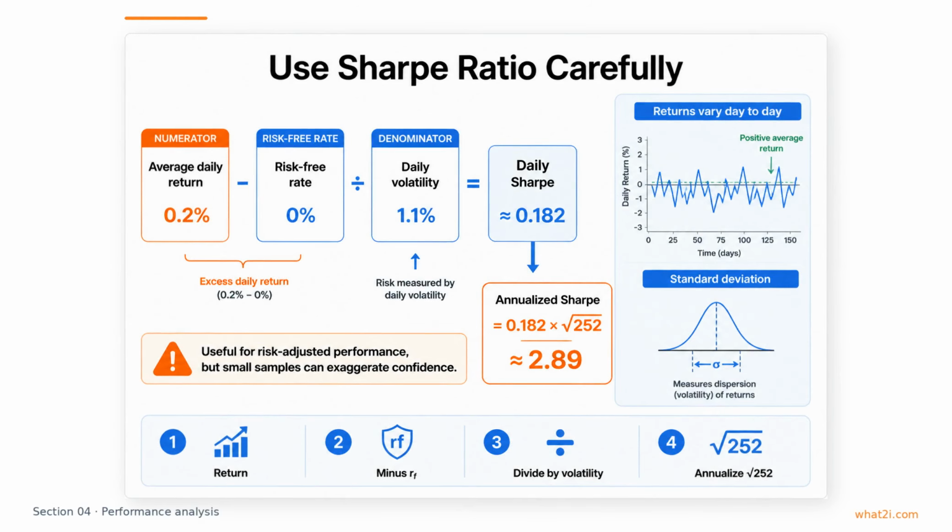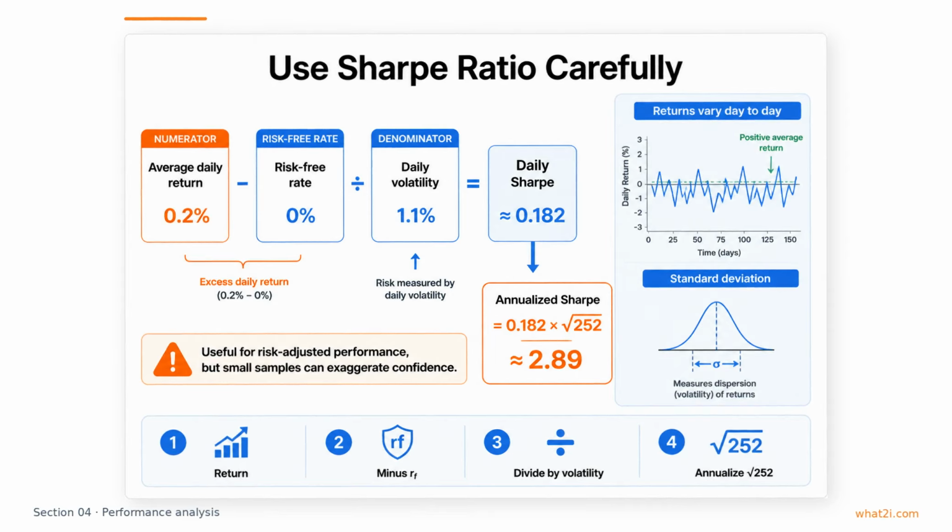Sharpe ratio is useful because it adds a risk-adjusted view of performance, but it should be handled carefully. The basic idea is to start with average daily return, subtract the risk-free rate, often simplified to 0, and divide by the standard deviation of daily returns. That tells you how much return you are earning relative to the variability of those returns.